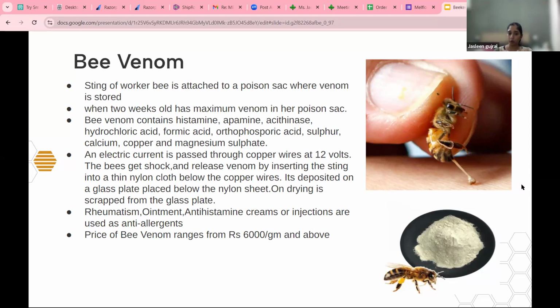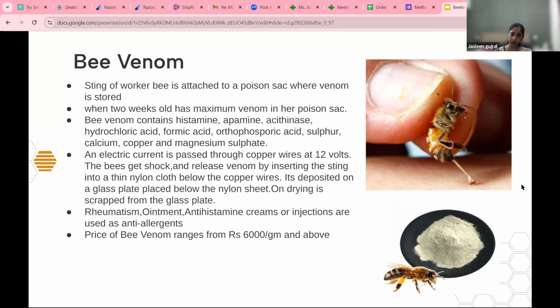It's very, very good for those people who have arthritis, rheumatism, for ointment, for injections, for cancer patients. The bee venom has been working very well, and people are experimenting with this bee venom. Apitherapy is very famous in the south, and people are going for these therapies.